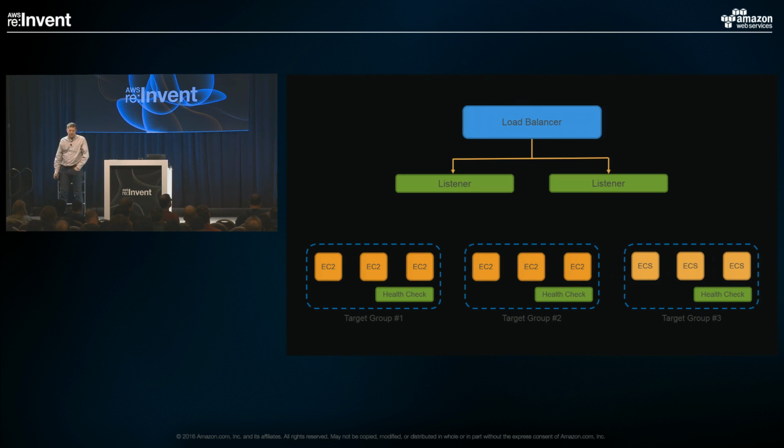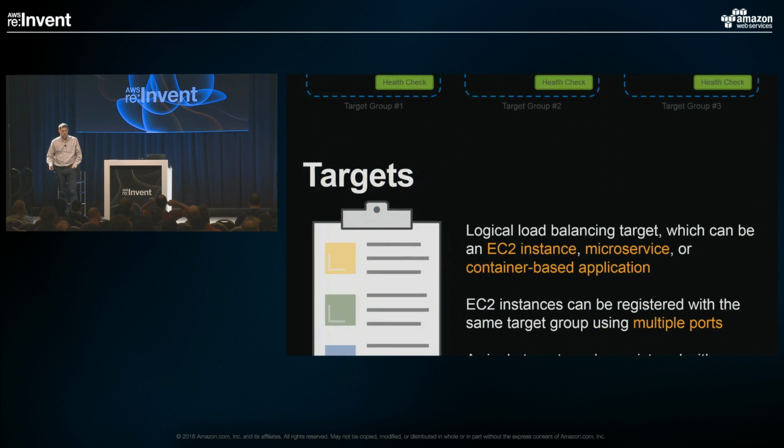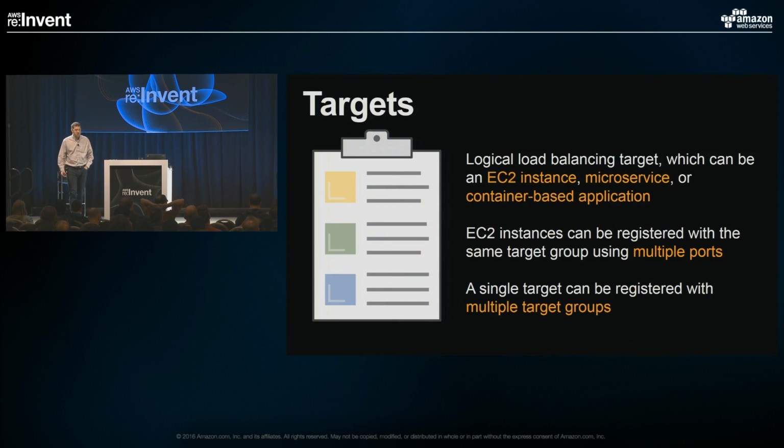So now we're looking at the targets. So I added the EC2 instances there. So what is a target? So obviously a target's a logical load balancing target, and today it can be an EC2 instance, a microservice, or a container. And it can be registered with multiple ports. We spoke about that. And a single target can be registered with multiple target groups. So if you have an EC2 instance and you actually want it to exist in multiple applications or it's hosting across multiple applications, there's nothing stopping you from just taking that instance and registering it multiple times.